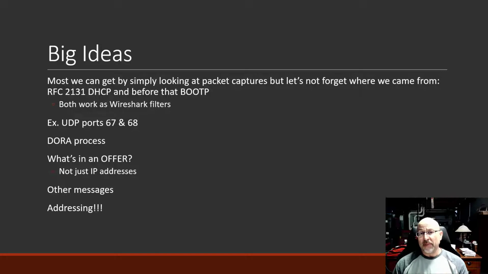Now both DHCP and BootP work as Wireshark filters, but the preference of course today is DHCP. We know that DHCP uses UDP ports 67 and 68. Now why we use system or registered ports for both the source and destination is a question for another day, but something to think about. We'll take a look at the DORA process. That's really important. That's the main four messages of DHCP, and then we'll take a peek inside an offer. And then of course there's a collection of other messages. So let's take a look at a packet capture real quick.